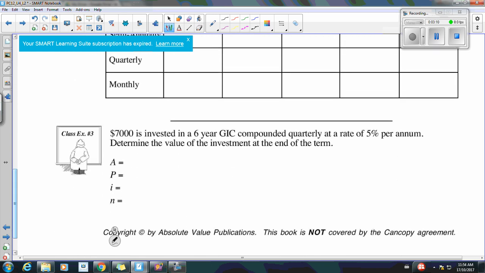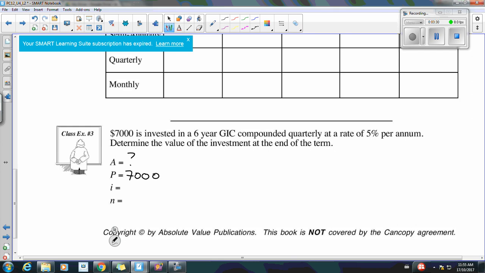So $7,000 is invested in a 6-year GIC compounded quarterly at a rate of 5% per annum. Determine the value of the investment at the end of the term. So A is what we're looking for. We want to know the value of the investment. P is the principal or the amount invested, so that's $7,000.